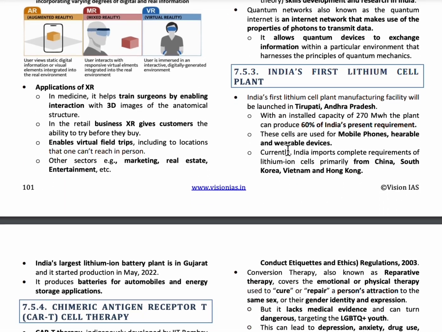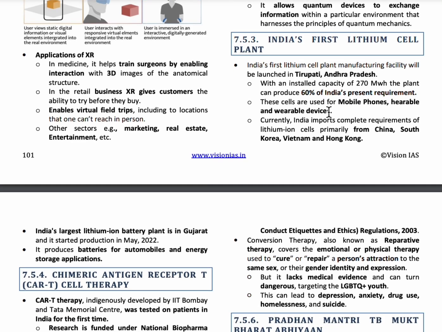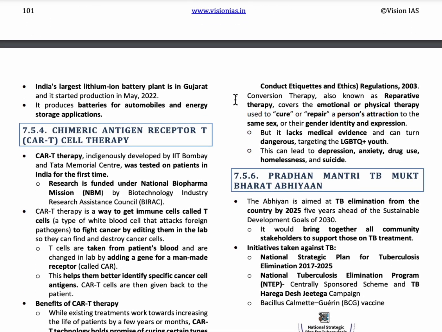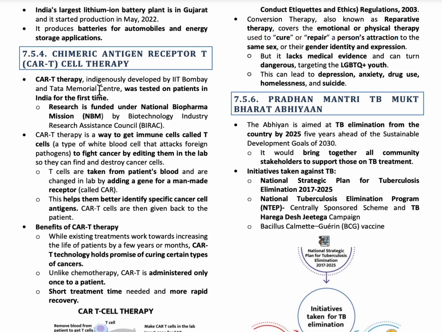The next topic is India's first lithium cell plant. India's first lithium cell manufacturing facility will be launched in Tirupati, which is in Andhra Pradesh, and lithium cells are used for mobile phones, hearable, and wearable devices. India's largest lithium battery plant is in Gujarat. It produces batteries for automobiles and energy storage applications. The next topic is chimeric antigen receptor T, that is CAR T cell therapy.